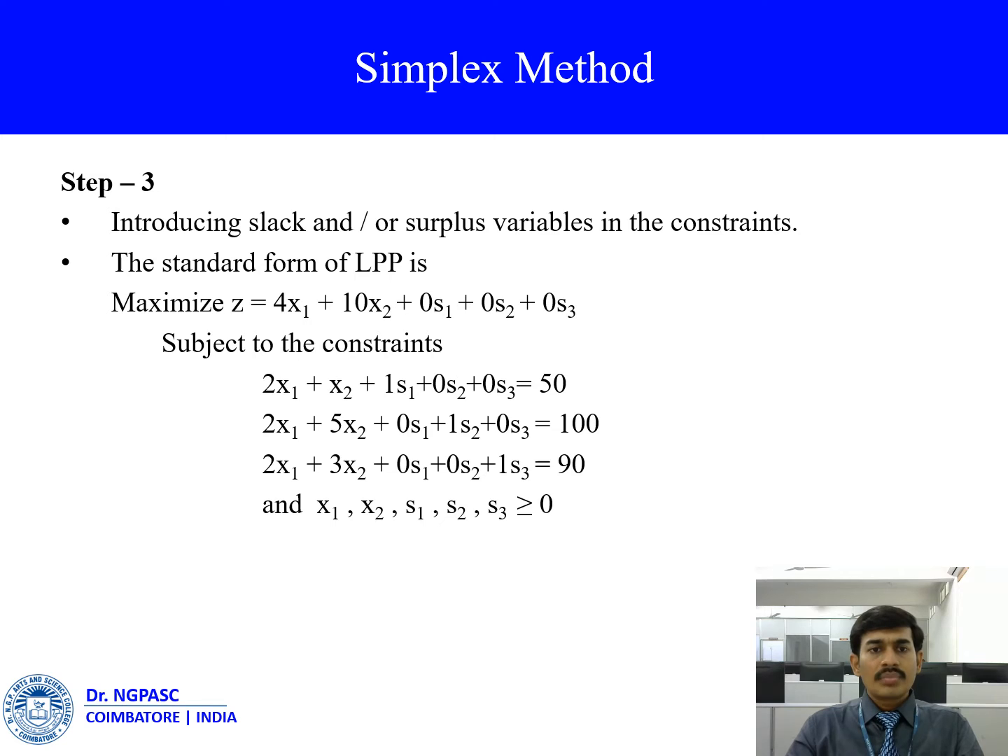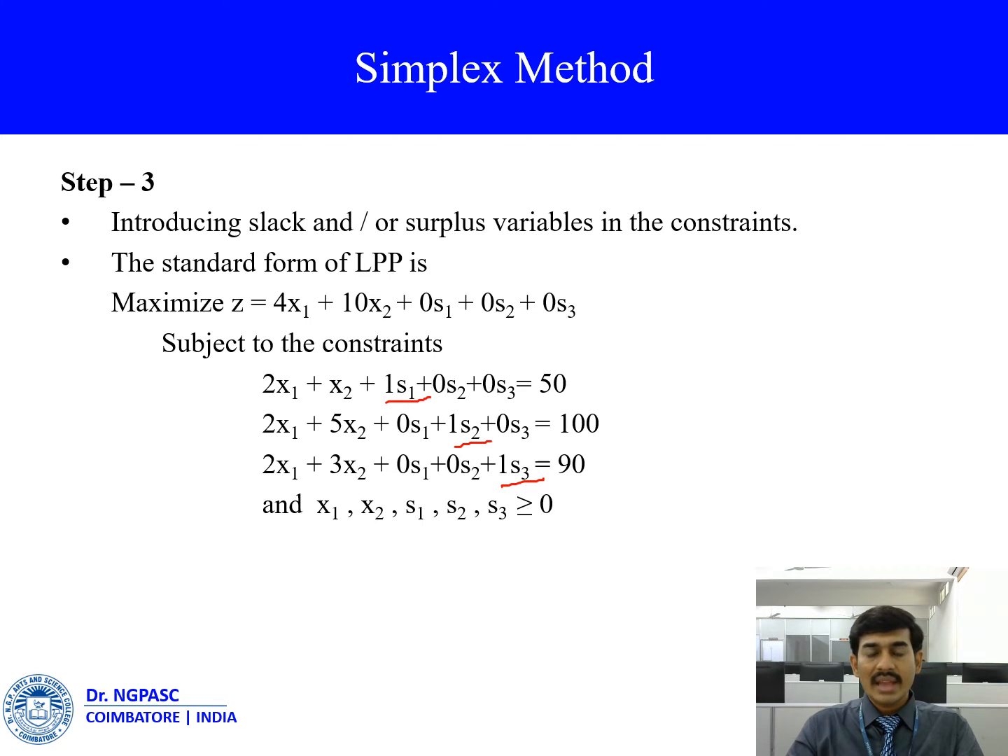In step 3, introduce slack and or surplus variables in the constraints. The standard form of the LPP is of maximization type, and subject to the constraints all are of less than or equal to type, so we add slack variables only. So 1 into s1, here 1 into s2, and in the third equation 1 into s3. So the slack variables are s1, s2, s3.